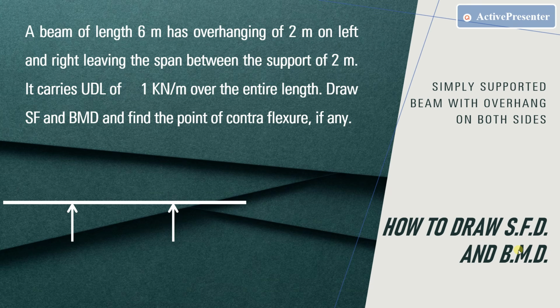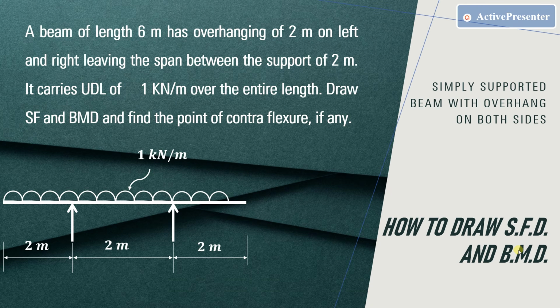A beam of length 6 meter has overhang of 2 meter on left and right, leaving the space between the support of 2 meter. It carries uniformly distributed load of 1 kilonewton per meter over the entire length, and we have to draw shear force and bending moment diagram, and we have to find out the point of contraflexion if any.